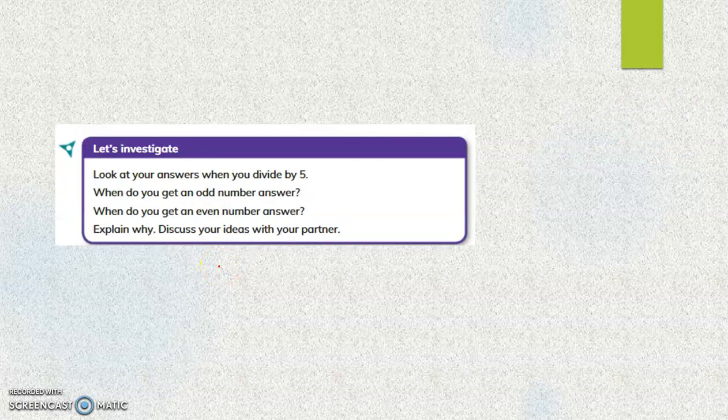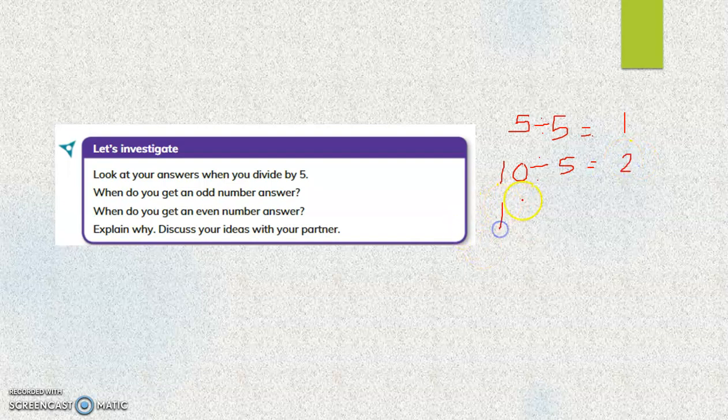Now moving forward, look at your answer when you divide by 5. When do you get an odd number answer? When do you get an even number answer? So let us try 5 divided by 5. 5 divided by 5 is 1. 10 divided by 5. When we do 10 divided by 5, the answer is 2.